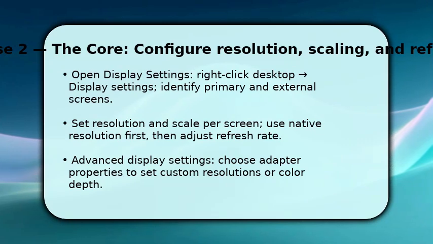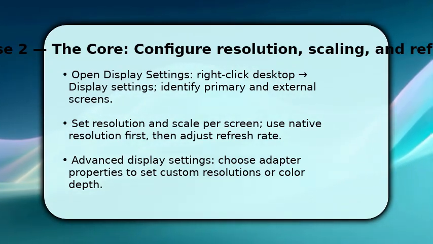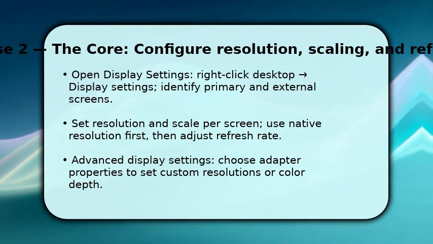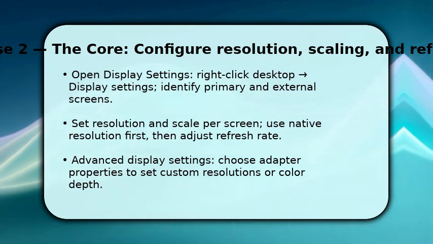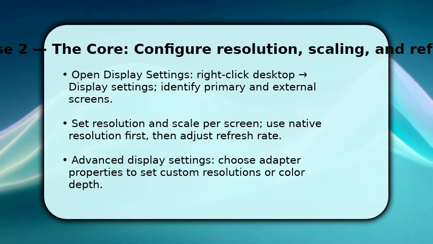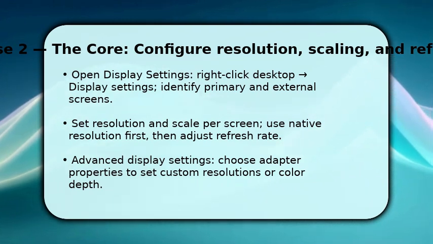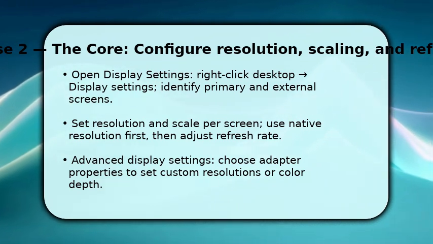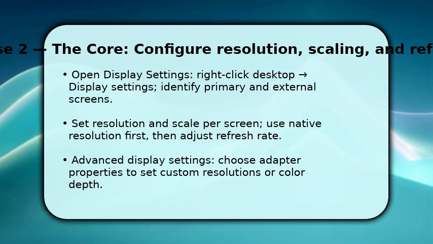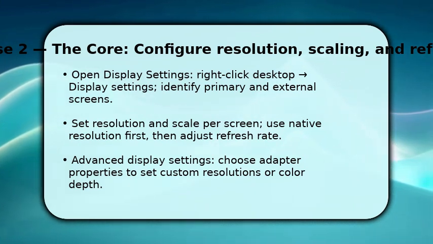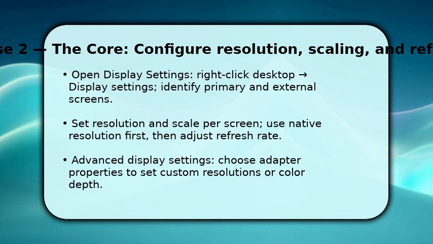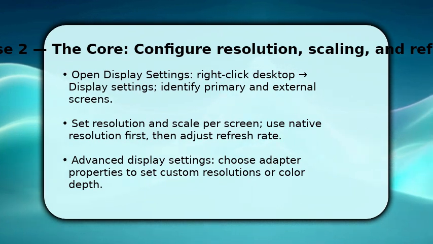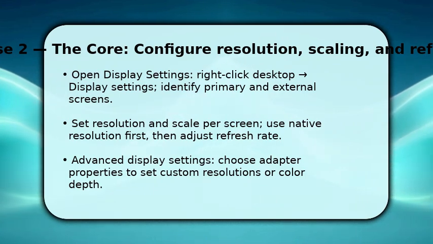Once done, open display settings and confirm which screen is which. Click Identify so you don't change the wrong display. Select the external monitor, choose its native resolution for sharpness, then adjust scaling if text or UI looks too small. Next, use Advanced Display Settings to change the refresh rate, higher for smoother motion, lower for compatibility. If needed, open the adapter properties to force color depth or create a custom resolution. Make sure to apply and test each change to avoid unsupported modes.